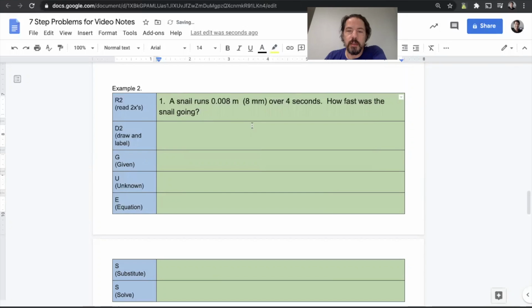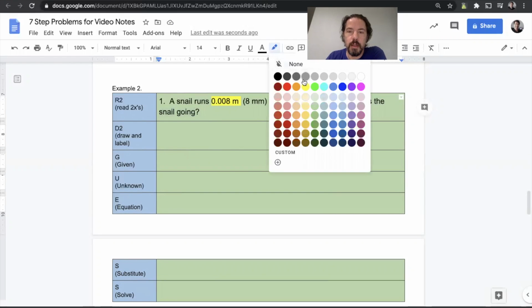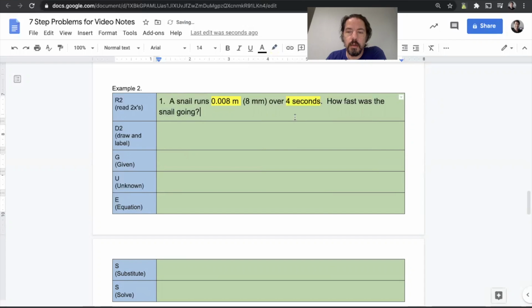Okay, so we're talking about a snail. Looks like we're looking for speed. So let me mark it and make sure. So 0.008 meters. Nope, I didn't mark it. 0.008 meters, highlight. There we go. 4 seconds. 4 seconds. How fast is the question word.